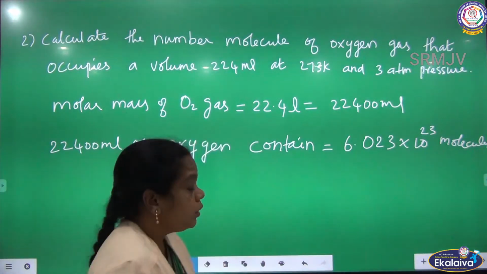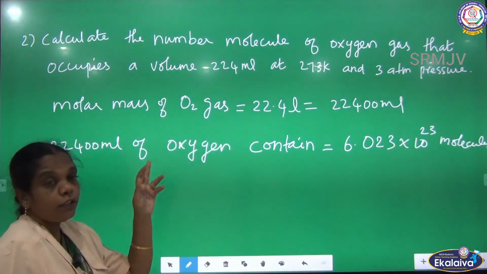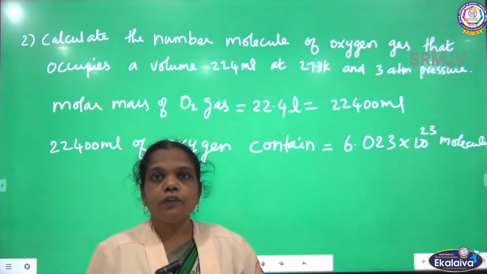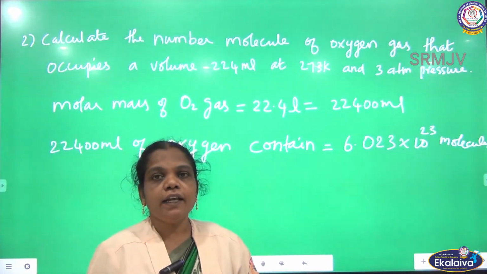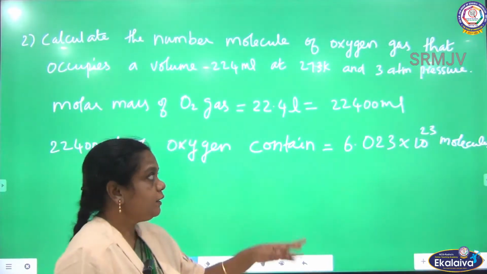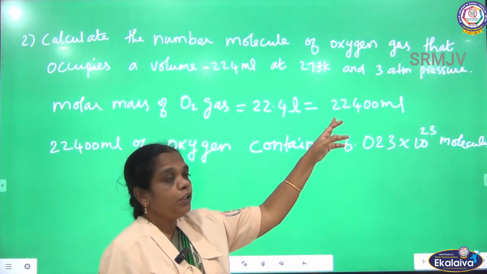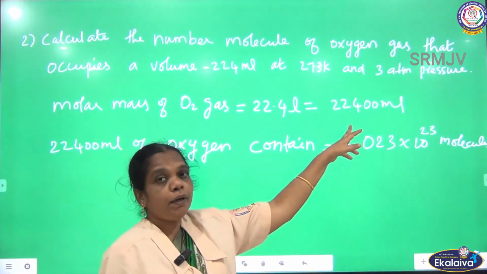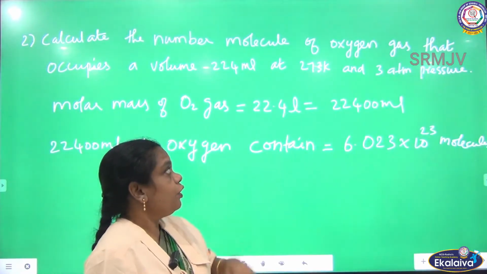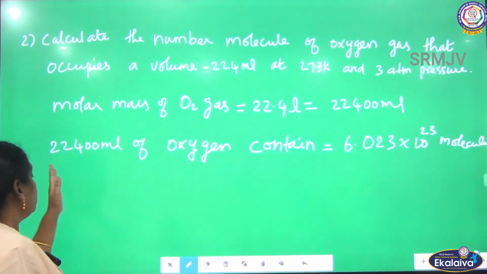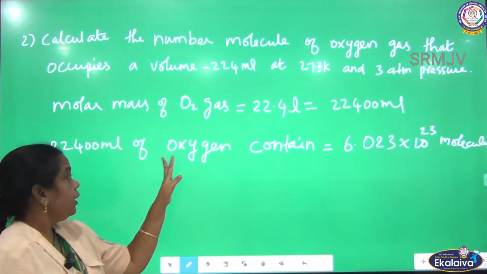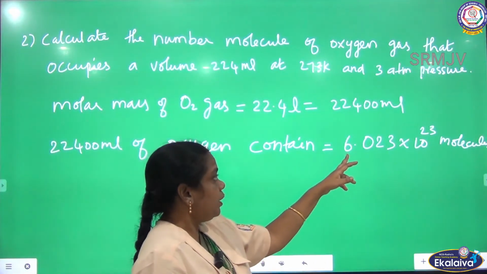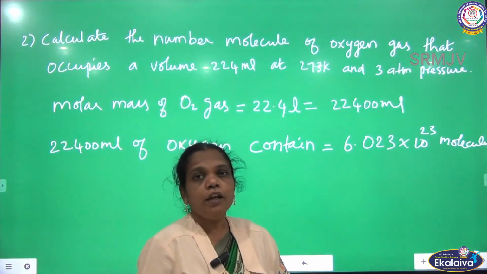Based on the Avogadro number, irrespective of the gas, equal volume of gas contains equal number of molecules. So what is the standard STP? 22.4 liter. Now we are going to convert the liter into ml by multiplying by 1000, you are going to get 22,400. So 22,400 ml of oxygen contains how many molecules? 6.023 into 10 to the power 23 molecules.